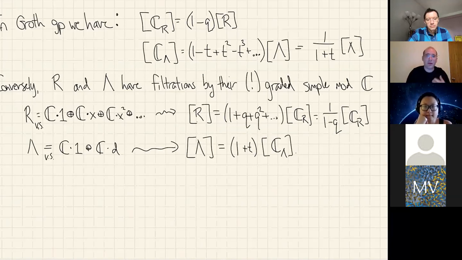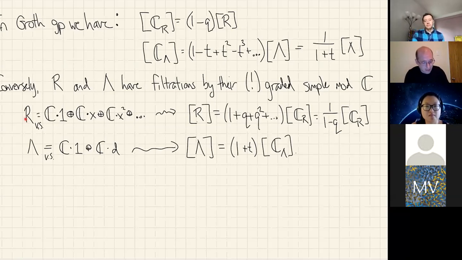Conversely, instead of working with projective resolutions, you can think that these objects themselves have filtrations where the subquotients are simple. In other words, you're choosing a basis since the simple is one-dimensional. So I can think that R has a graded filtration by the ideals of 1, x, x squared, x cubed, and so forth. In the associated graded, you get copies of C_R, so that R is built up in this way out of copies of C_R. This is its quote-unquote Jordan-Hölder filtration. I know it's infinite. And the Jordan-Hölder filtration of Λ is two copies of C_Λ.